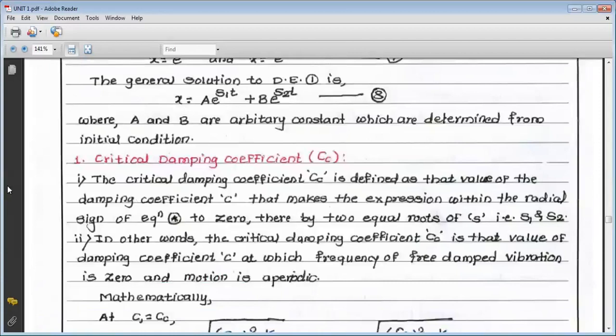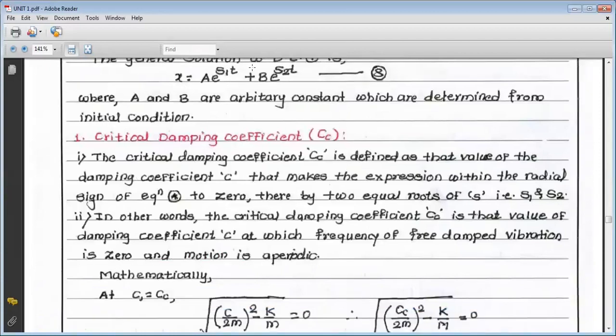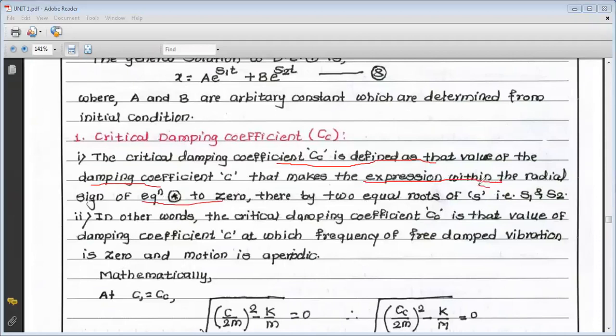So the critical damping coefficient is defined as that value of damping coefficient C that makes the mathematical expression within the radical sign of equation star equal to 0. Thereby, the two roots, S1 and S2, are equal. Indeed, both are equal. That is, this plus or minus sign vanishes because we are taking only the right hand side term. So S1 and S2 will be the same.